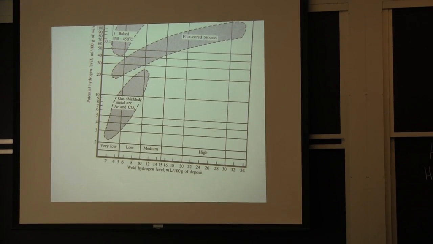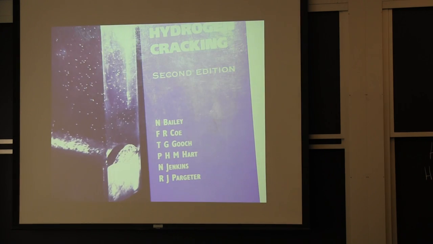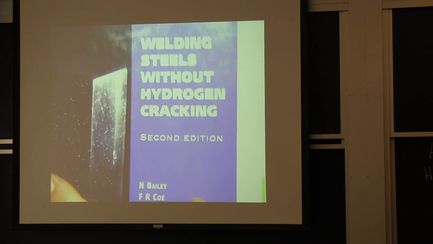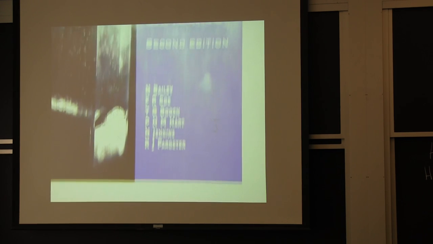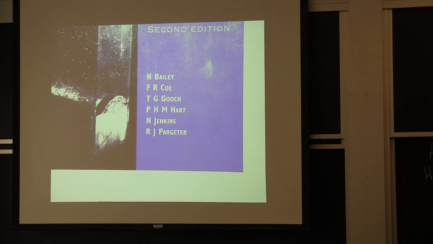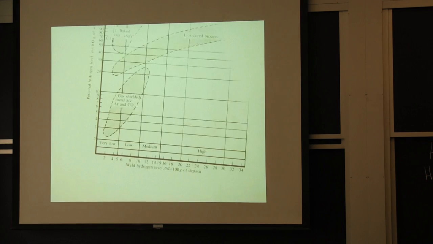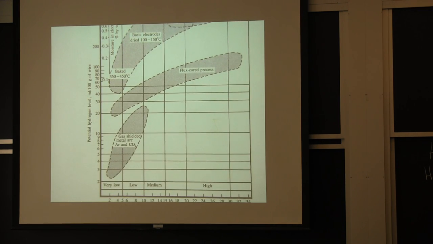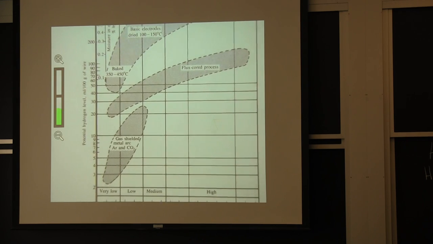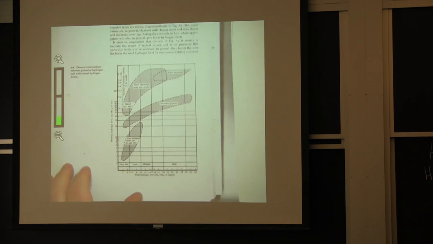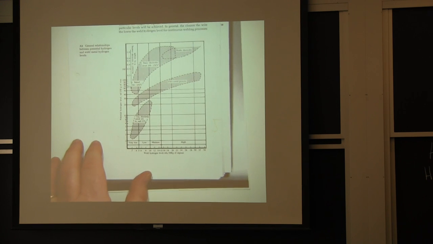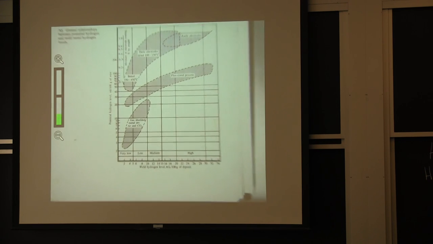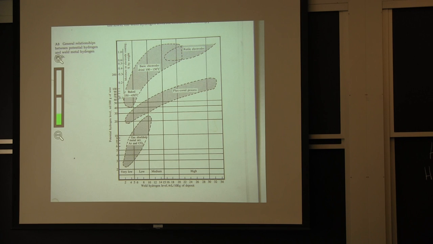I must have one here somewhere. Okay, so this is the second edition from the British Welding Institute. Welding Steels Without Hydrogen Cracking, and there's all kinds of authors. Frank Coe wrote the first edition by himself, but he had lots of help with the other editions. And in that book, there is this plot, which was in Coe's first edition. So Frank Coe put this together. Very intelligent man, as opposed to a lot of his co-authors for the second edition.